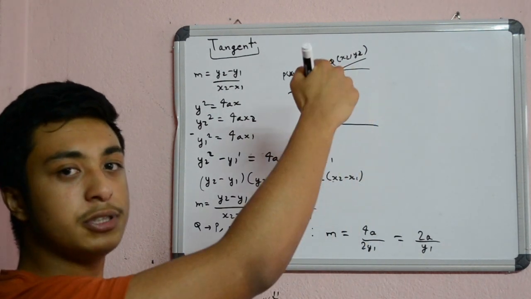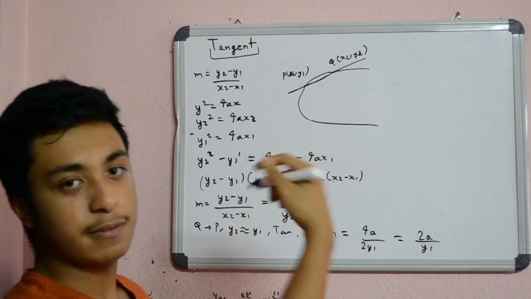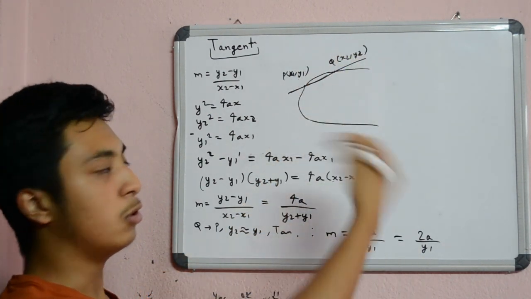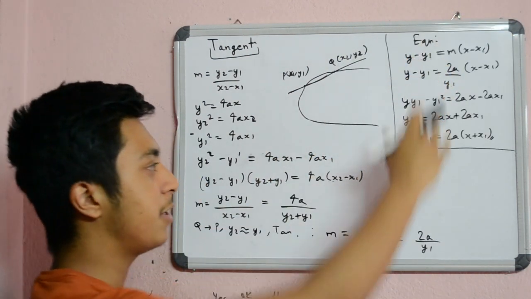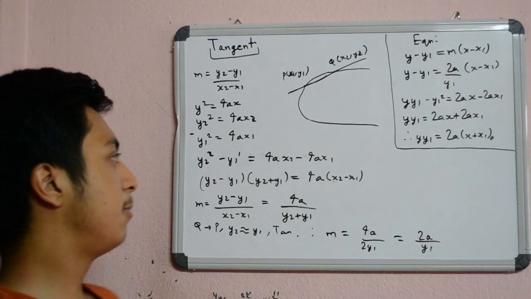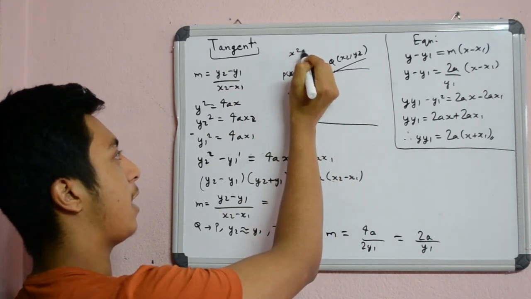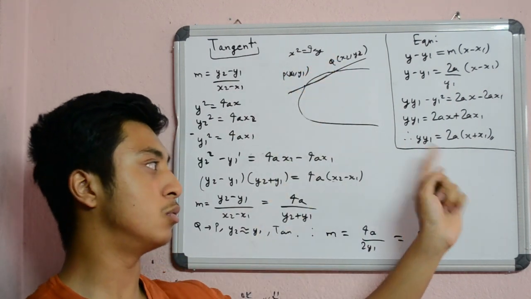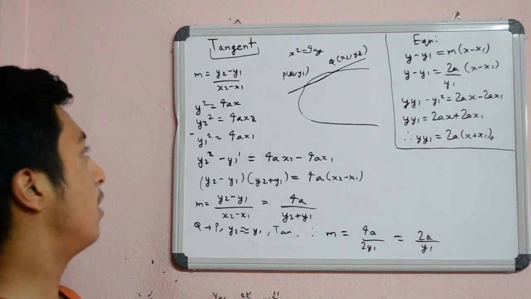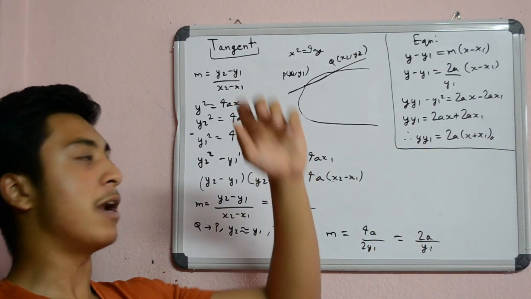And you can do the same procedure, which is take the equation of the line and then just put the slope in and simplify. And quickly it's just this right here. And similarly, if you have the parabola x squared equals 4ay, it's the same as before. x x1 is equal to 2a times y plus y1. Now let's go on to the normal to the parabola.